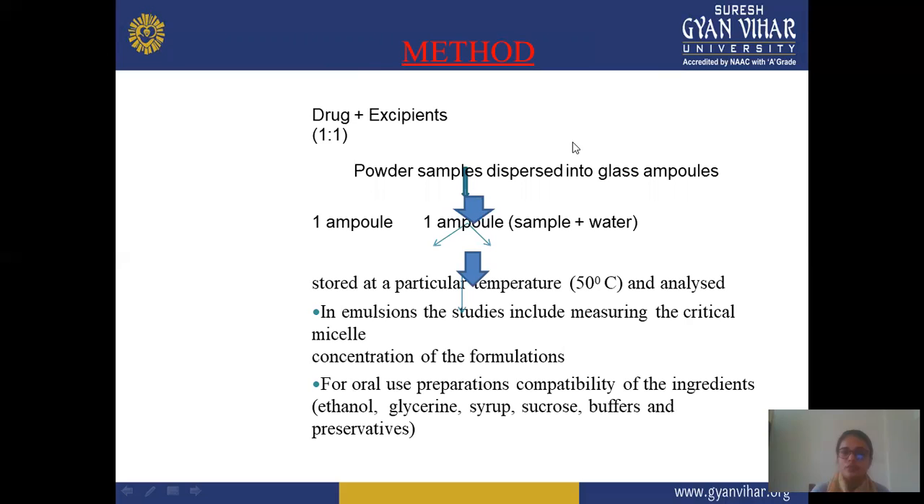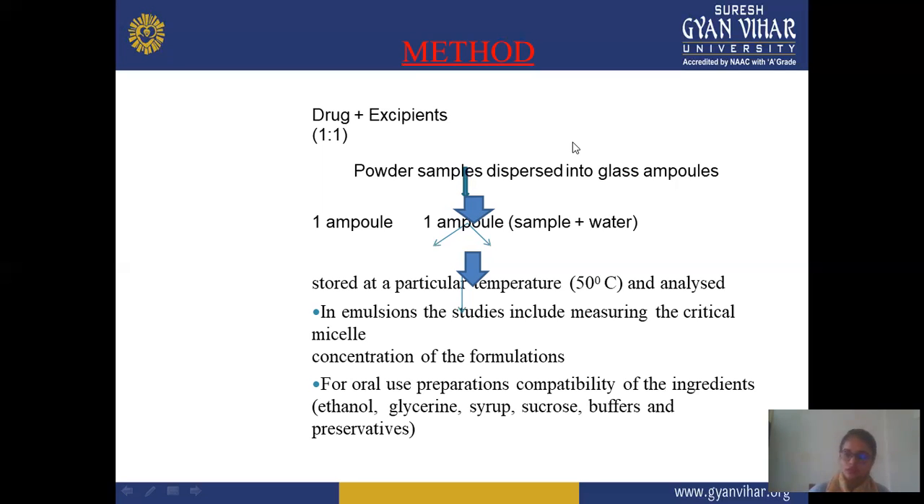And for oral use preparation, the compatibility of ingredients like ethanol, glycerin, syrup, sucrose, buffer, and preservative. Suppose you are evaluating the stability study of a particular formulation. In this, first you take drug and excipient, both in a similar amount and similar ratio. And after this, you disperse both drug and excipient in a glass ampoule. There are two ampoules. One is for sample and one is for water. And after storing in this particular condition, mainly you prefer 50 degrees Celsius temperature. And after storing at this temperature, you analyze your formulation.